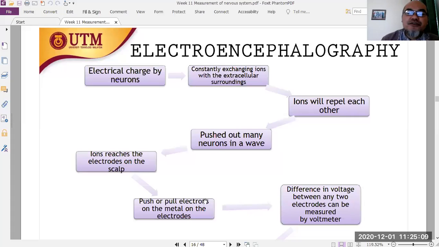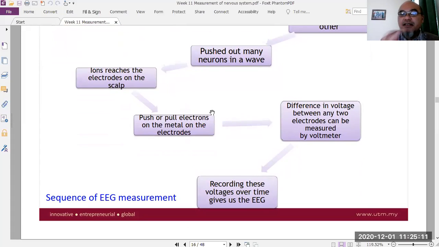Then it will push or pull the electrons on the metals of the electrode. The difference in voltage between any two electrodes can then be measured using a sensitive voltmeter. Recording of these voltages over time will give us the electroencephalogram.